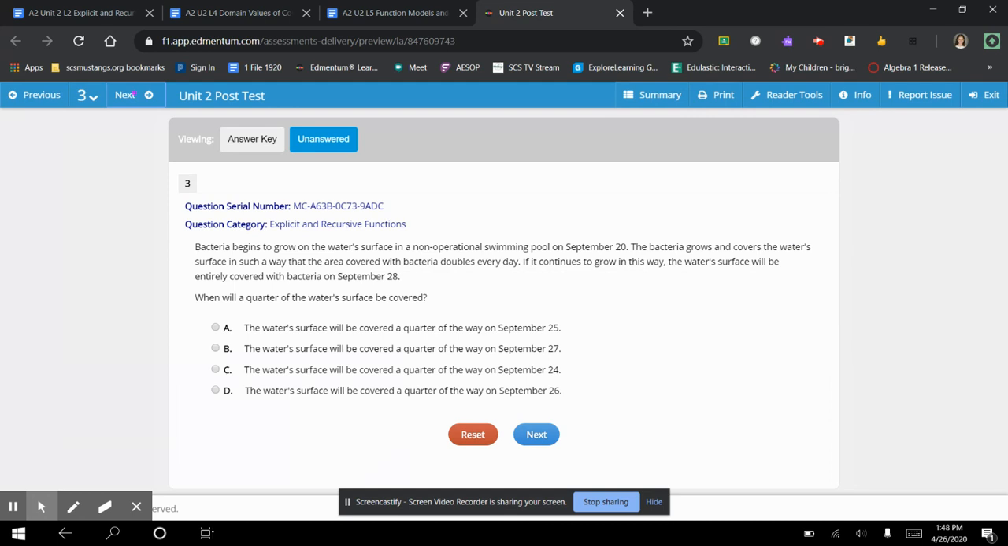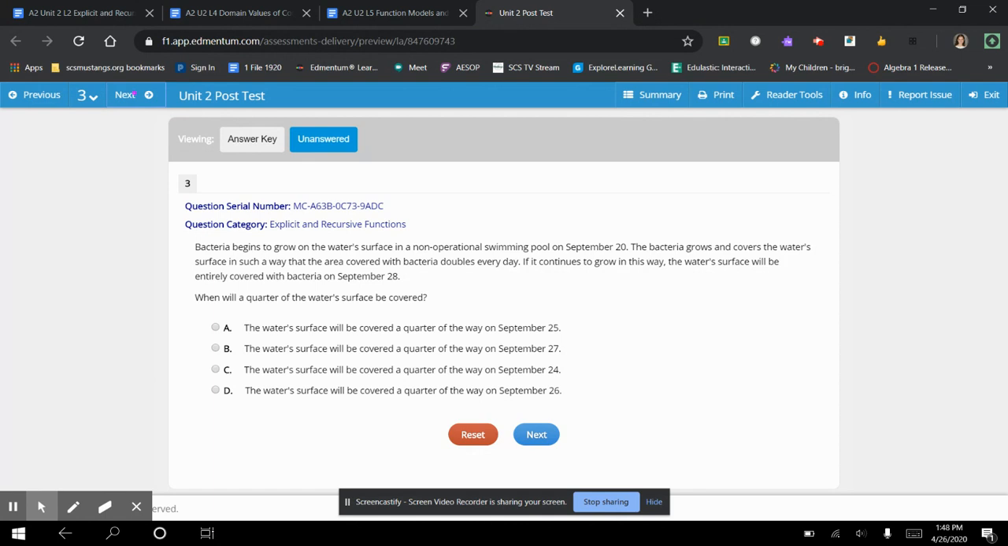Bacteria begins to grow on the water's surface in a non-operational swimming pool on September 20th. The bacteria grows and covers the water surface in such a way that the area covered with the bacteria doubles every day. If it continues to grow in this way, the water surface will be entirely covered with bacteria on September 28th. So this is one from lesson 2 that we did with our explicit and recursive formulas.